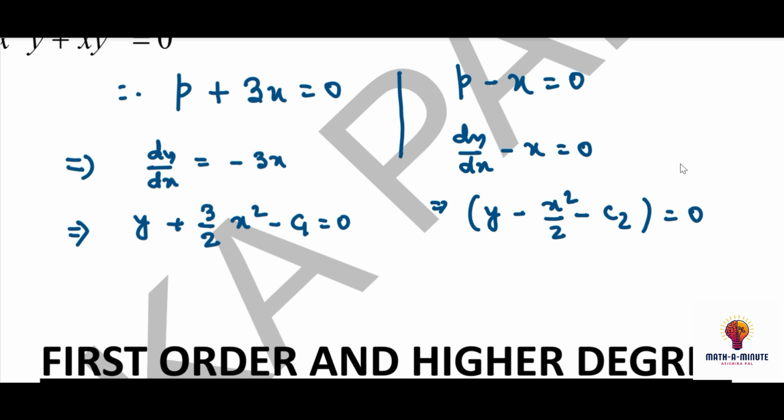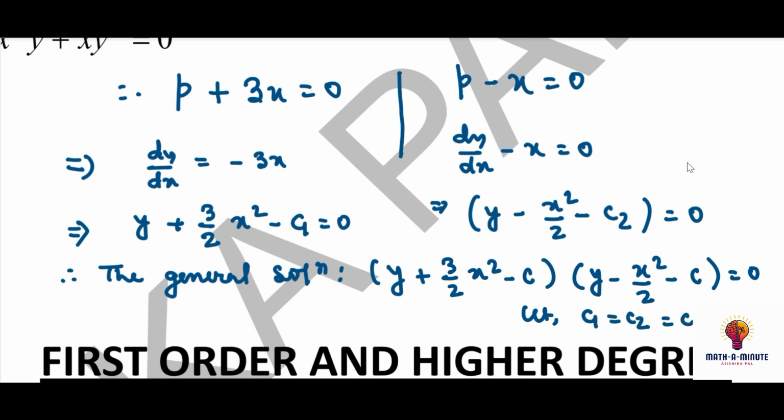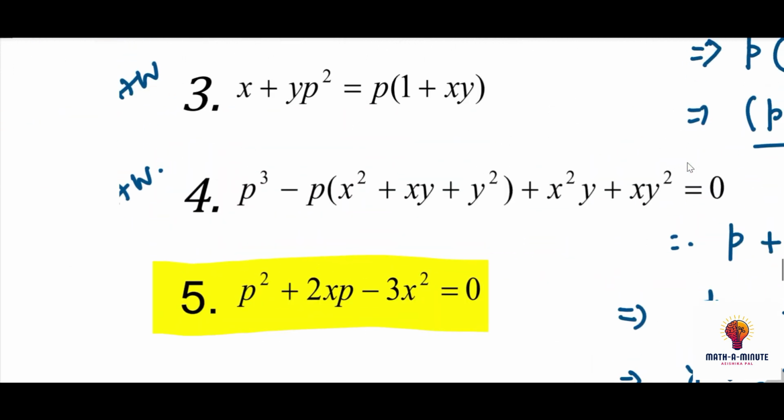So therefore, the general solution of the given differential equation will be (y plus 3 by 2 x square minus c)(y minus x square by 2 minus c) equals to 0. So we consider c1, c2 equals to c, where c being an arbitrary constant. So in this way, try to find the solution of these four given differential equations. Okay.